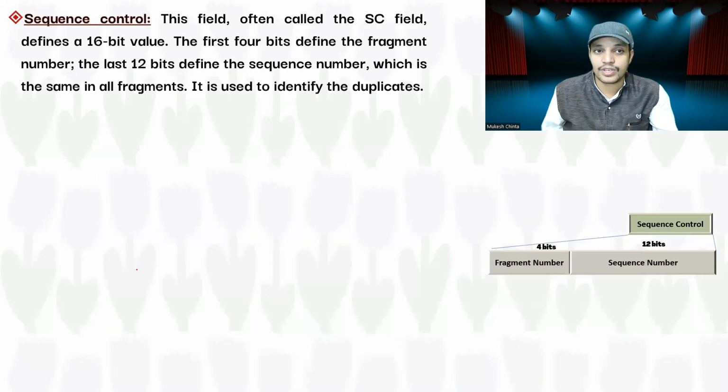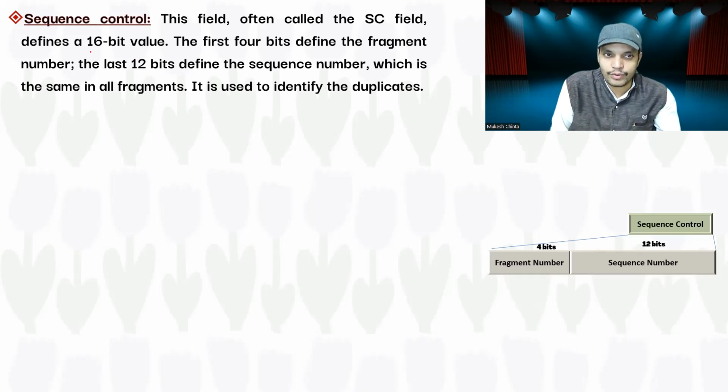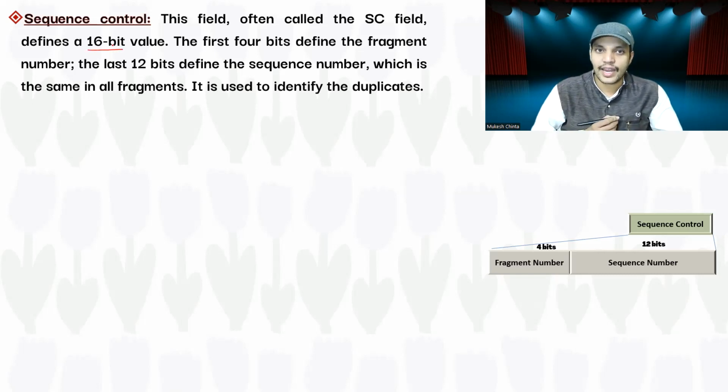The next one is your sequence control field. This field, often called the SC field, defines a 16-bit value. It is 2 bytes in length. Of these 16 bits, once again, the first 4 bits define the fragment. You might ask, sir, where do you get this fragment from?